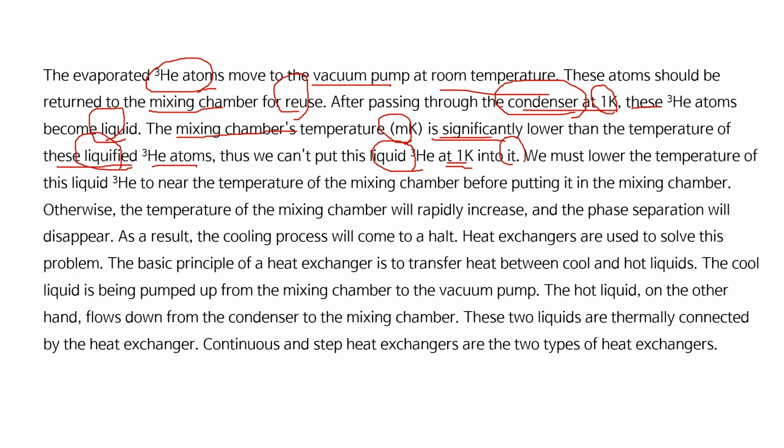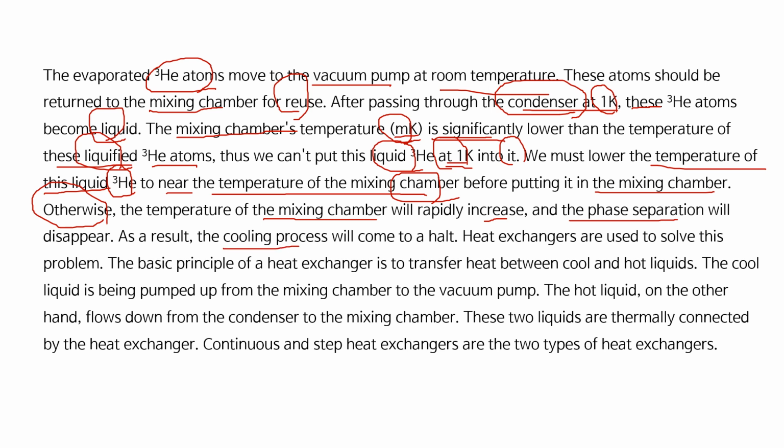However, the mixing chamber's temperature is mid-Kelvin, so we cannot put these helium-3 atoms at 1 Kelvin into the mixing chamber. We must lower the temperature of this liquid helium-3 to near the temperature of the mixing chamber before putting it in the mixing chamber. Otherwise, the temperature of the mixing chamber will rapidly increase and the phase separation will disappear. As a result, the cooling process will come to a halt.